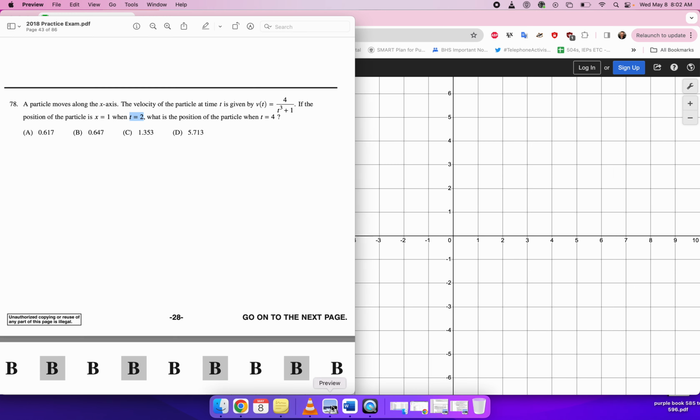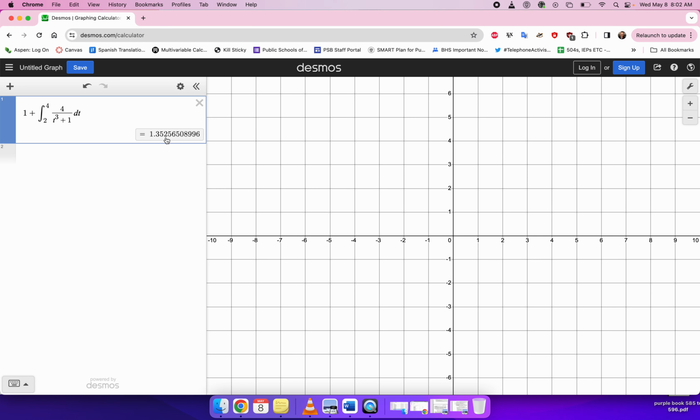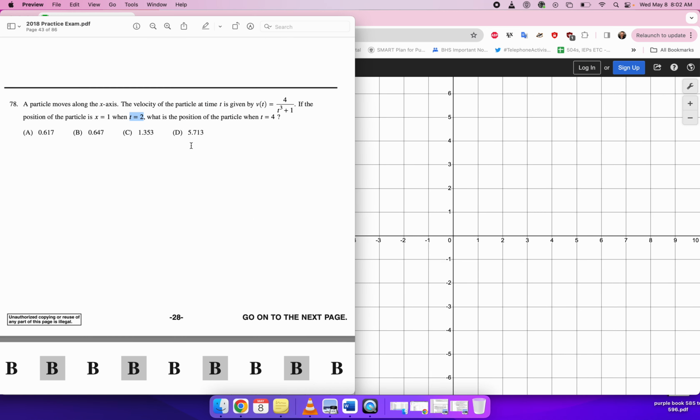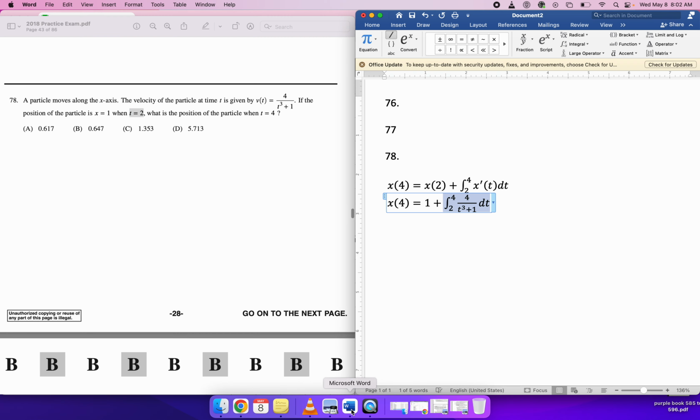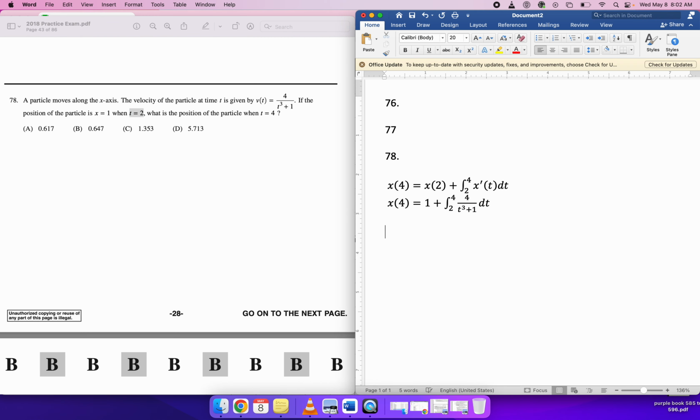1.352, is that one of the answers? Yeah, 1.353. I guess it rounds up to, yeah, it does round up to 3. Okay, yeah, so it looks like it's C. 79.